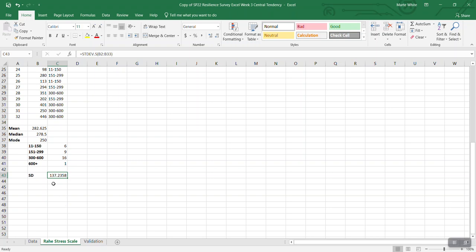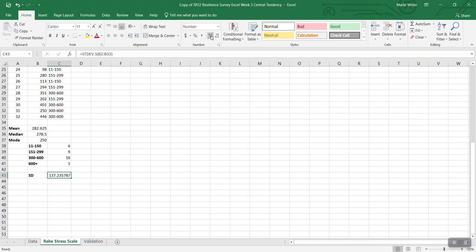So the standard deviation is 137.2358. I don't like all the numbers behind the decimal point, so I go up here. On this up here, you can either add decimal points or you can subtract decimal points from your numbers. I usually like to work with no more than 2 decimal points for my data.